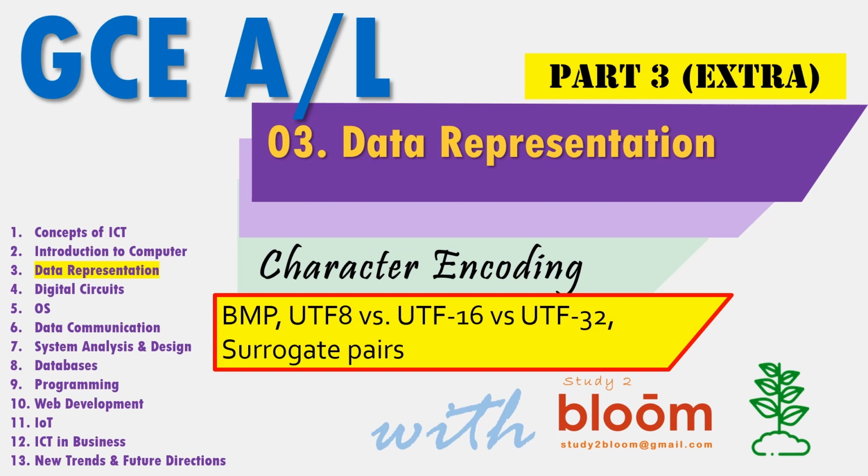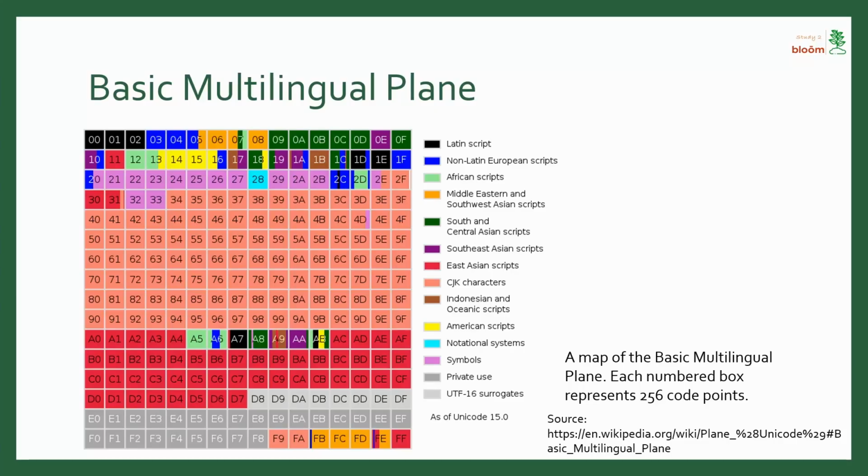A-Level syllabus. In the last video, we learned about character encoding methods, especially focusing on ASCII and Unicode. In this part, we will be discussing more about the Unicode character set and encoding mechanisms in detail. This is the basic multilingual plane I mentioned previously. Here each box represents 256 code points or characters. In UTF-16 encoding, code points are denoted by 2 bytes.